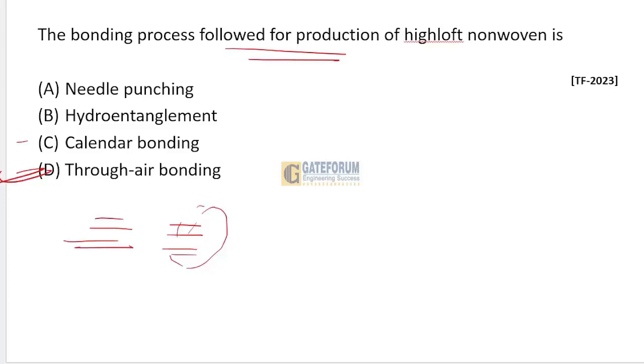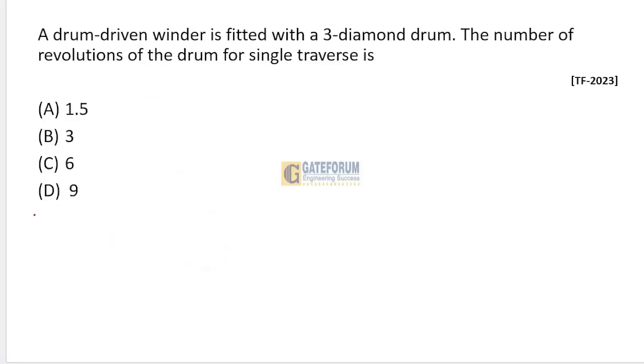So in this particular case, this is the mechanism by which these things are bonded together. This is made with the help of the web, and when the fibers melt, at the end they are bound together. So option D is the correct answer, through air bonding.